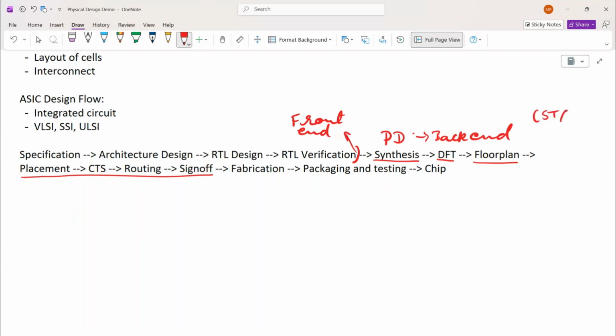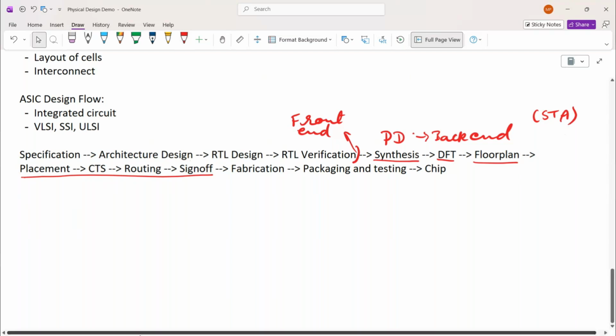We do STA also in between. What is STA? Some frequency is given, right? We know that our electronic designs are working on frequencies. Whatever the given frequency is, when we are converting that logic into the layout, it should work on that frequency. So we make sure of it throughout the design, in each and every step. That is called STA, right? We keep on checking timing, and if there is any issue, we keep on fixing it at each and every stage.